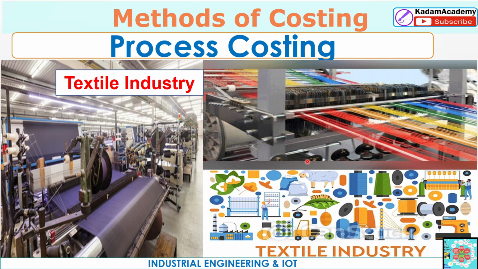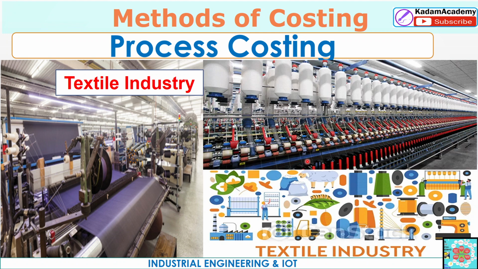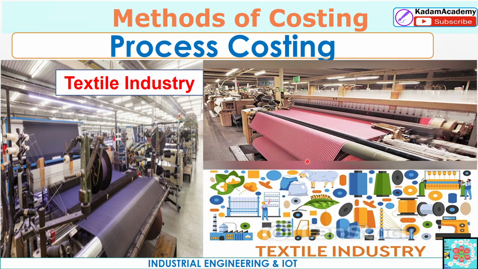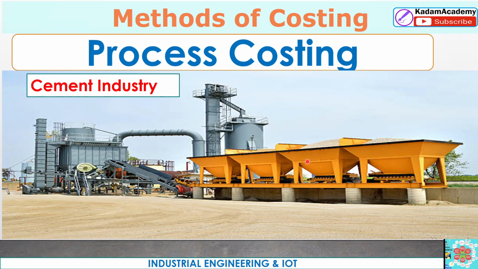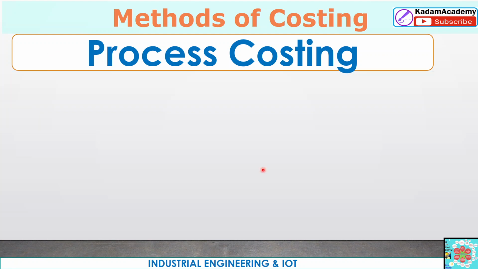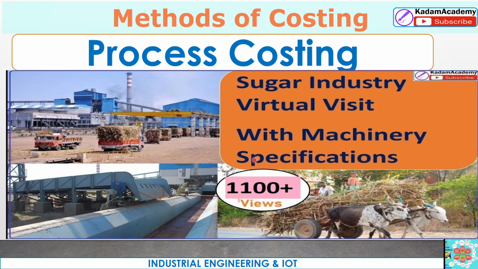The products that we wear are nothing but from the textile industries. Next is the cement industry. This is also a process industry. Under this cement industry, process costing is required. Or similarly, the sugar industry. You can watch the virtual visit video on the sugar industry and the virtual visit on the cement industry. The two videos are available on my YouTube channel.